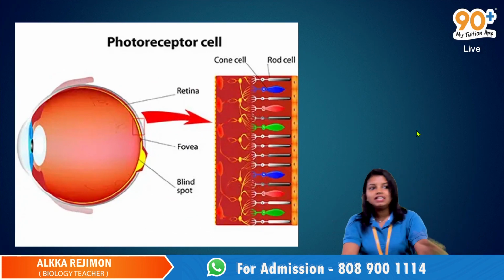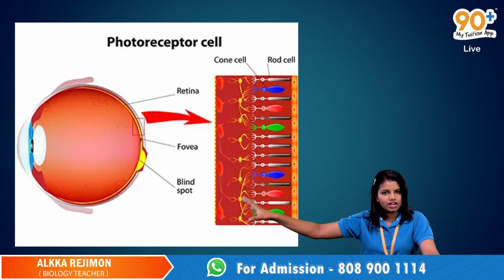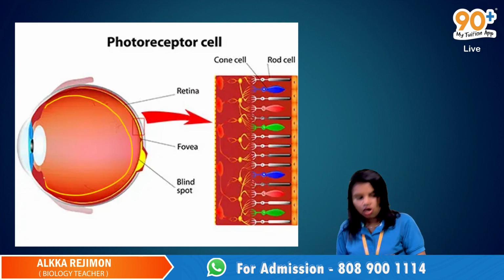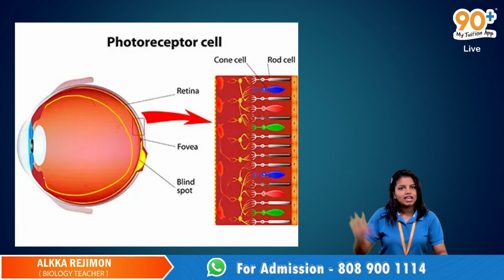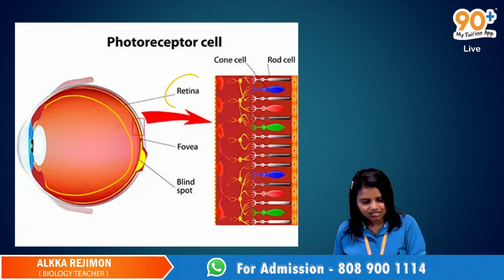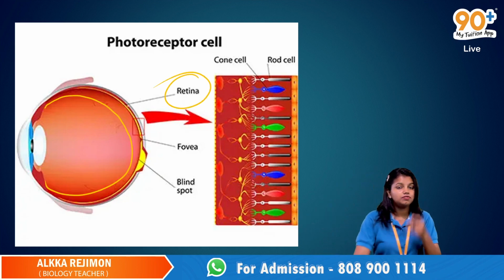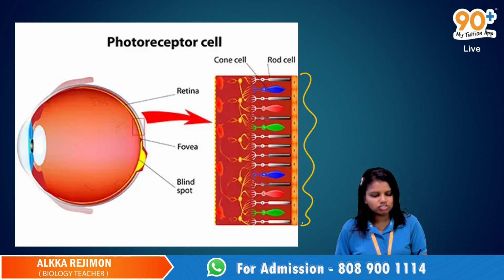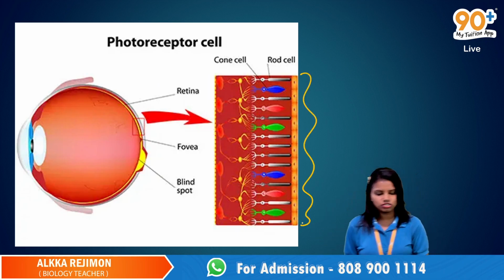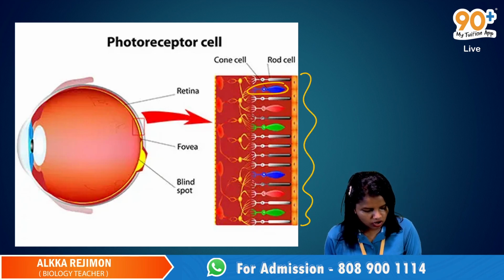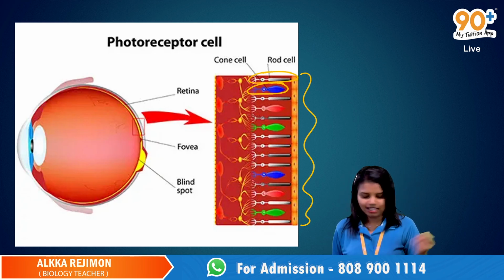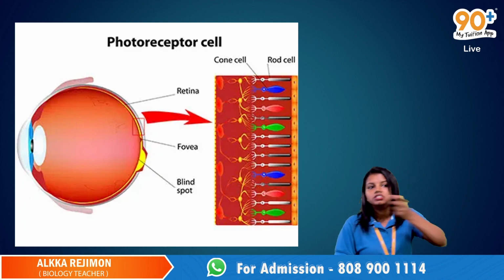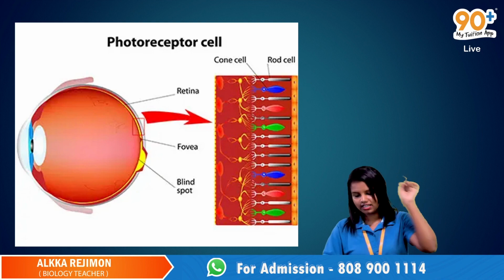I'll give you a quick review. This is the structure of an eye, and inside the eye you have the retina, or the inner layer of the eye, and inside the retina you can see certain photoreceptor cells. This is an enlarged picture of several types of photoreceptors. You can see the cone cells, the rod cells, etc. These are different types of photoreceptors which take up the stimuli of light inside the eye.